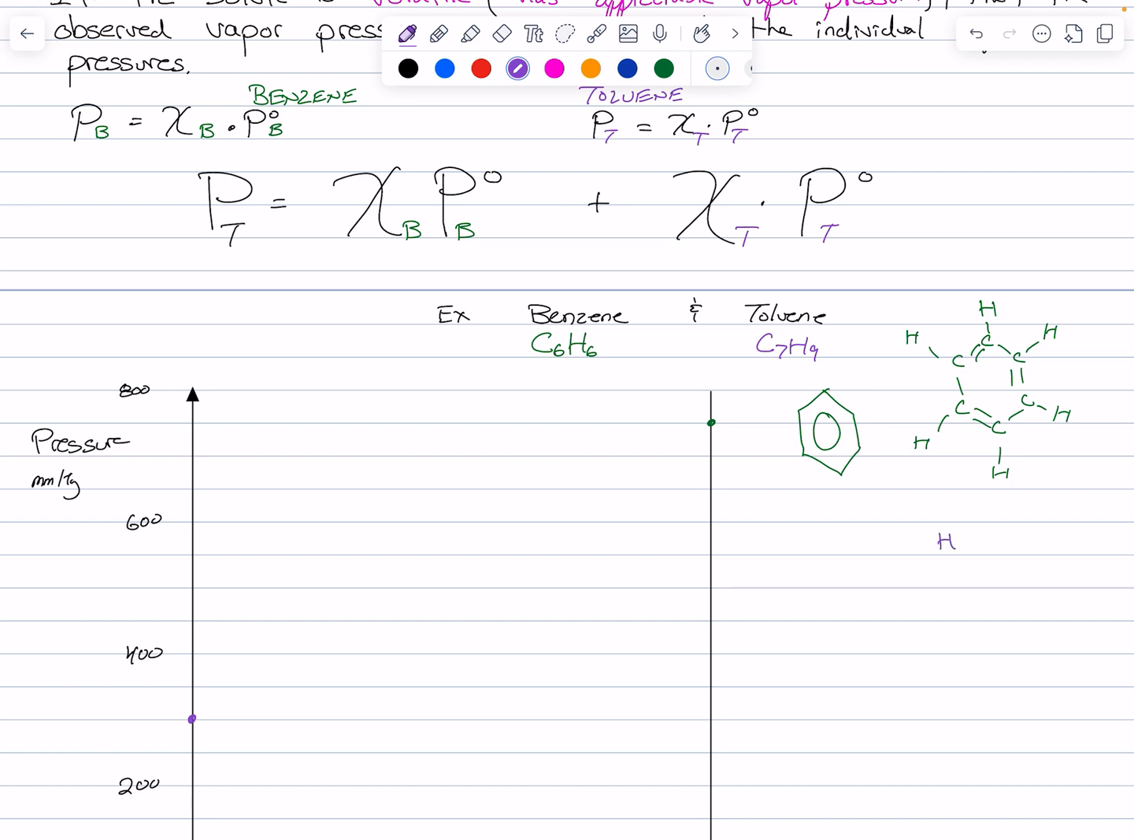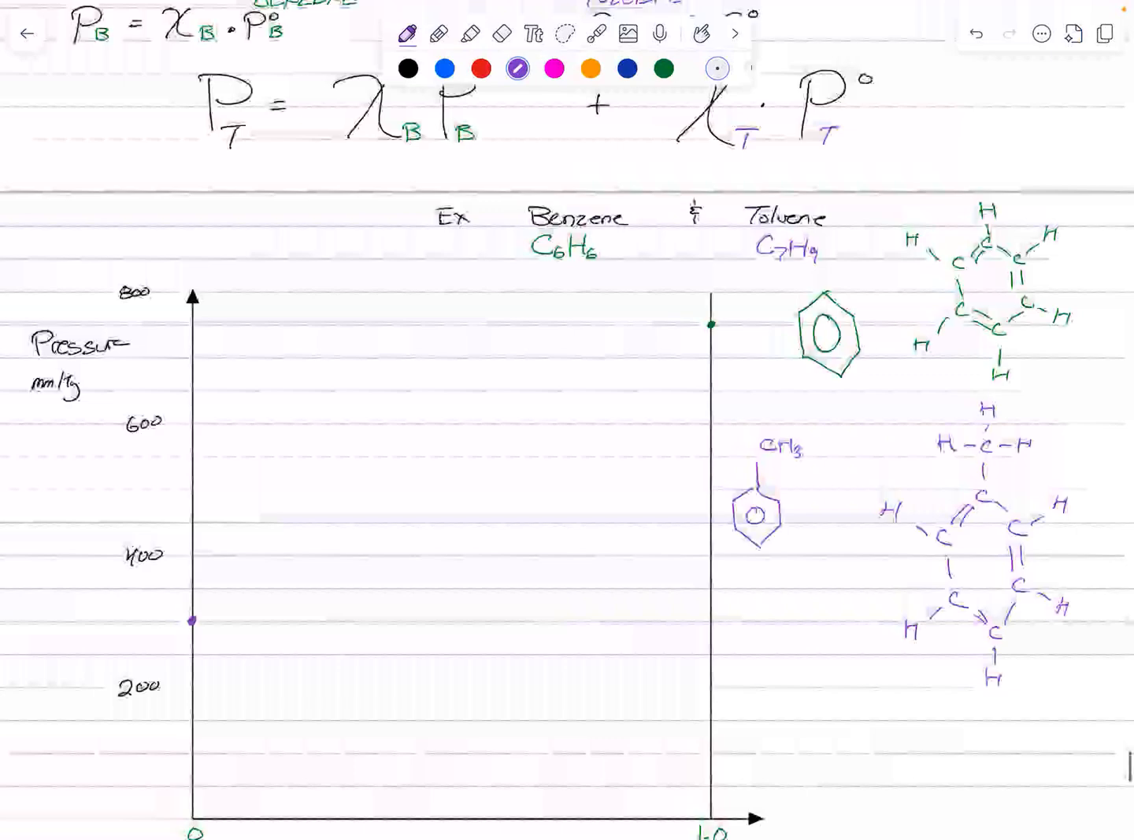So you have double bonds. Oh, that was horrible. Let's try that again. I don't like that one. A lot of times I draw this one as that. All right, so those are two compounds. They have different vapor pressures.